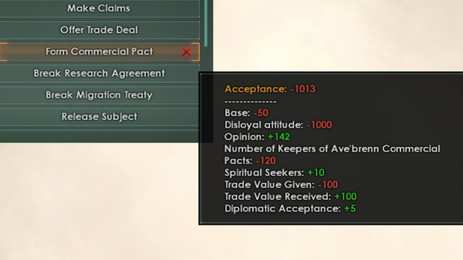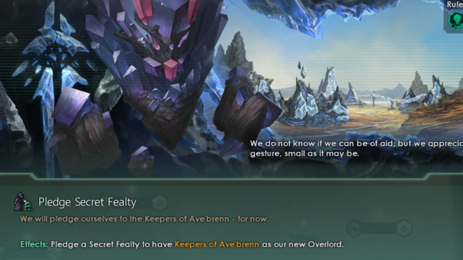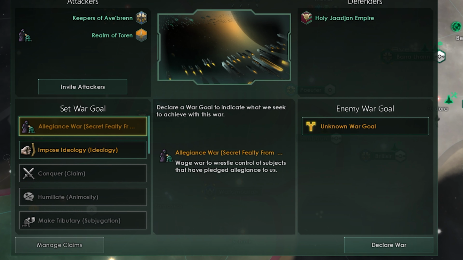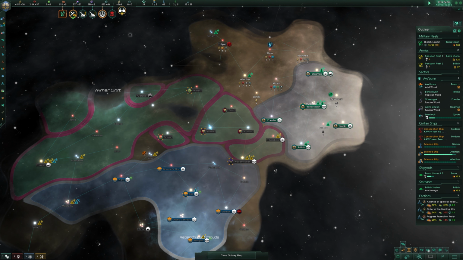A disloyal subject won't accept any of the Overlord's diplomatic proposals, and if it sees opportunity, will actively seek independence or a new Overlord via the Swear Secret Fealty interaction. Swearing Secret Fealty gives the Empire sworn to a casus belli on the subject's original Overlord, and if the war is won, then the subject will bow to its new benefactor.